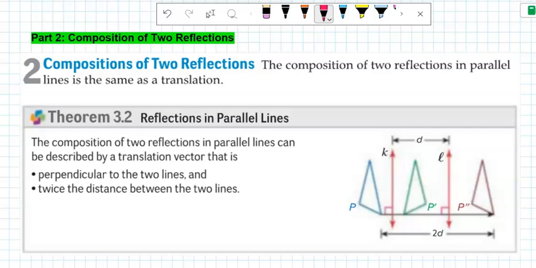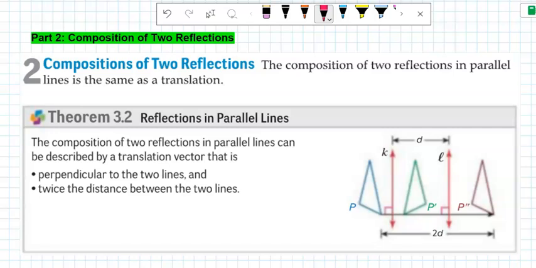Hello and welcome back to part 2 of step 8. So in the first video we did glide reflection, so a combination of a reflection and a translation. And then we did another one with a reflection and a rotation. So in this video we're going to talk about what specifically happens when we have two reflections combined.